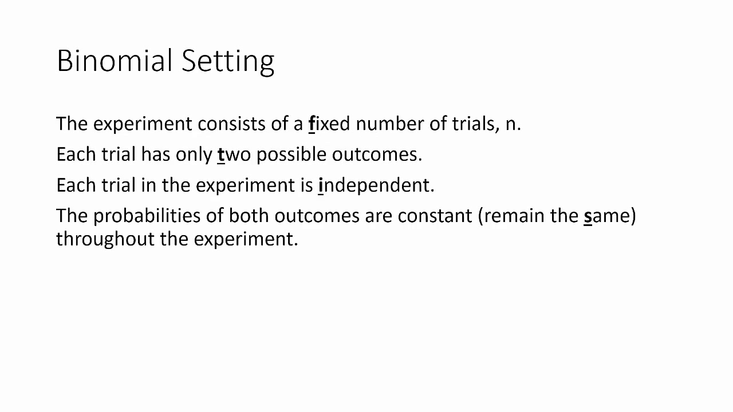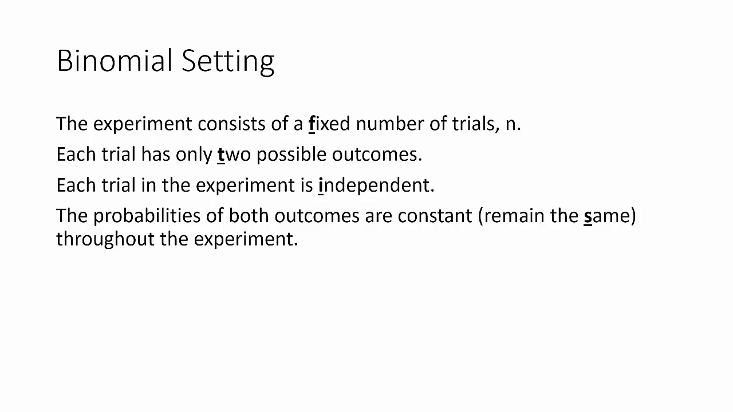So the binomial setting is a list of conditions that have to be met before you're allowed to use this formula. For example, we need to make sure that the experiment consists of a fixed number of trials. We'll use the letter n to represent the number of trials. Each trial will only have 2 possible outcomes. Usually we describe those possible outcomes as either a success or a failure. Now, a success does not necessarily imply a positive outcome, nor does a failure necessarily imply a negative outcome. Success just means that we've met the defined objective.